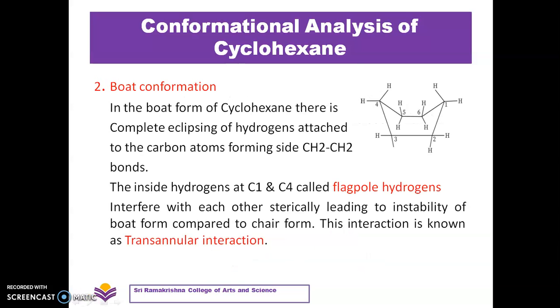The second conformation is the boat conformation. In the boat form of cyclohexane, there is a complete eclipsing of hydrogen atoms attached to the carbon atoms forming the side CH2-CH2 bonds. The inside hydrogens at carbon 1 and carbon 4, called the flagpole hydrogens, interfere with each other sterically, leading to instability of the boat form compared to the chair form. This interaction is known as transannular interaction.